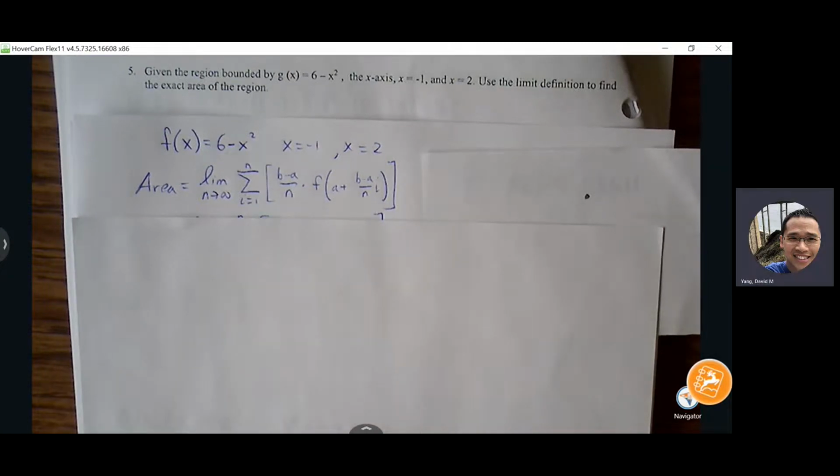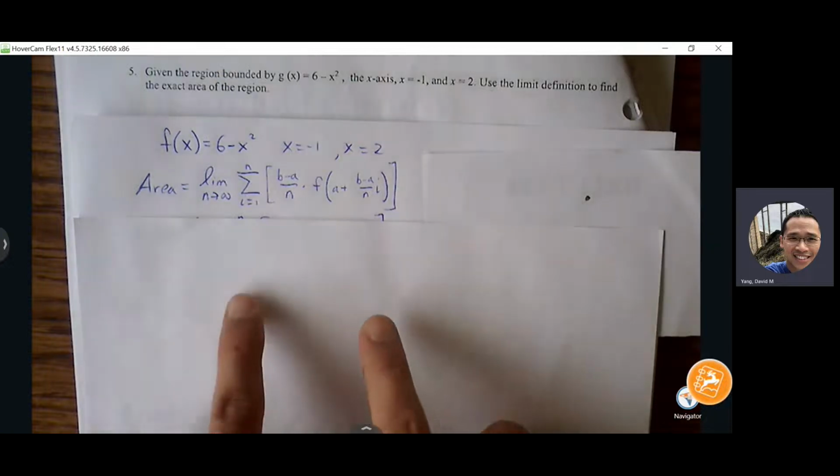Okay, I'm just going to rename that g of x, f of x, just so I can make it easier to line up with everything that we have in our formula. Okay, so given that the region is bounded by 6 minus x squared and the x-axis, there's x equals -1, x equals 2, so that tells you your a and b values. Use the limit definition to find the exact area of the region.